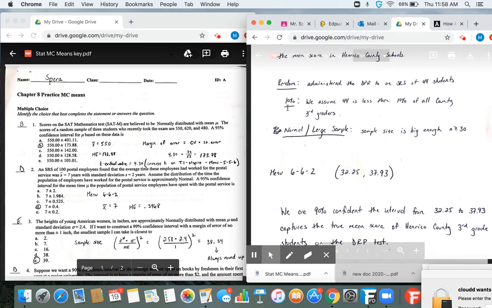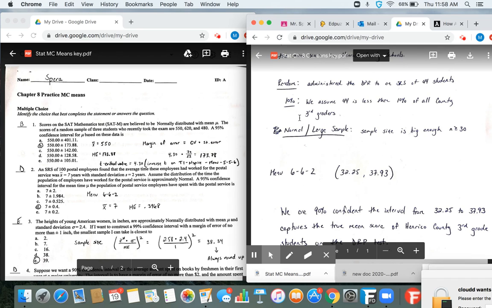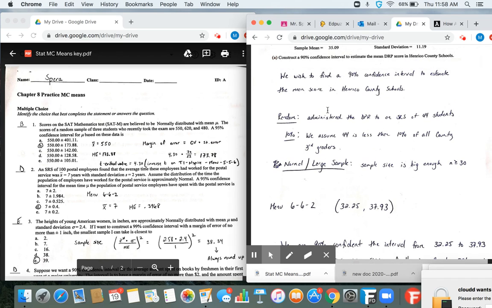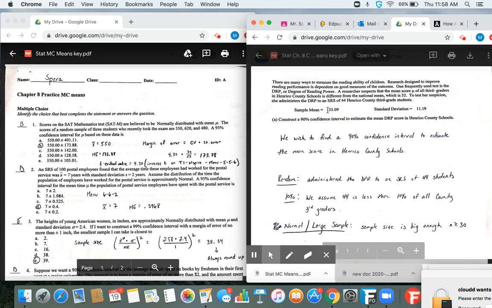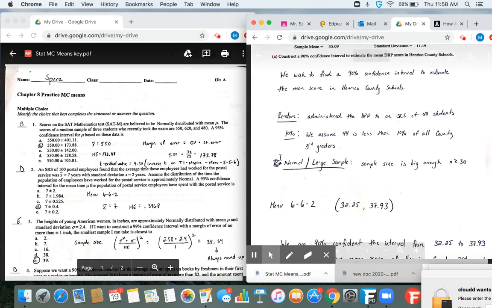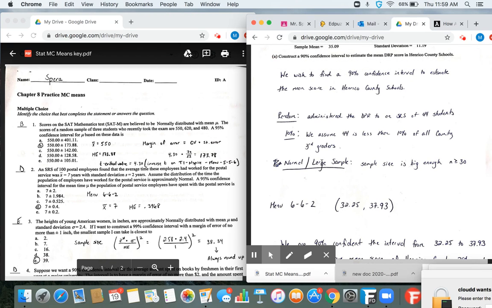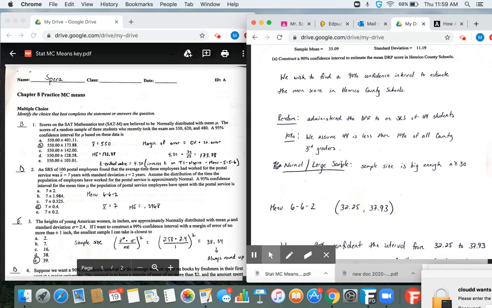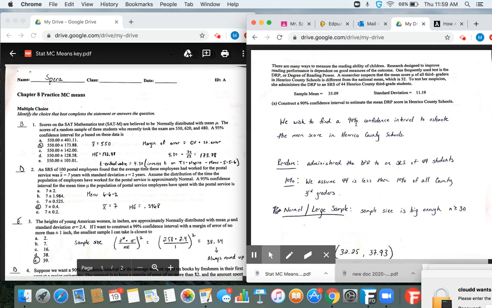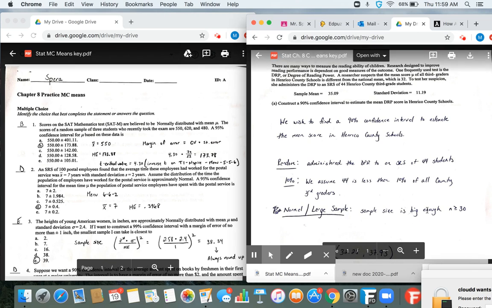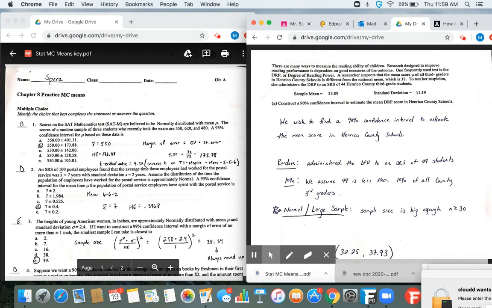You definitely have to tell me the 10% condition. And here it would be safe to assume that 44 is less than 10% of all Henrico County's third grade students. Remember, this third condition here is different for means than it was for proportions. For means, it's called normal large sample. And the way in which it's satisfied in this case is that our sample size is big enough. It's 44, it's definitely more than 30.